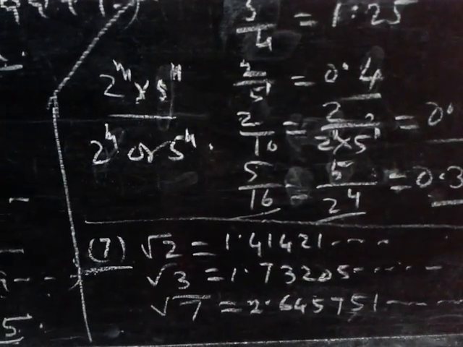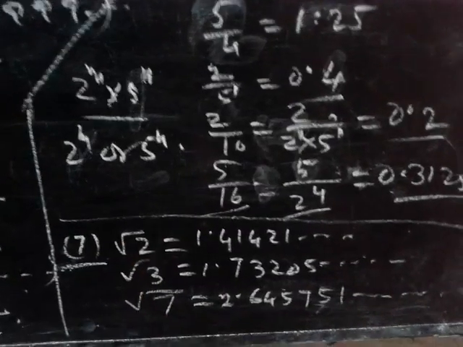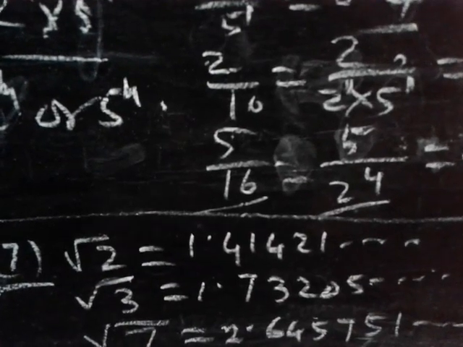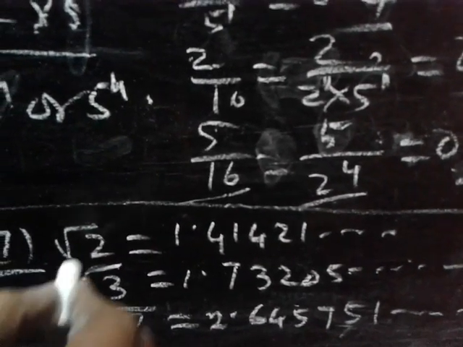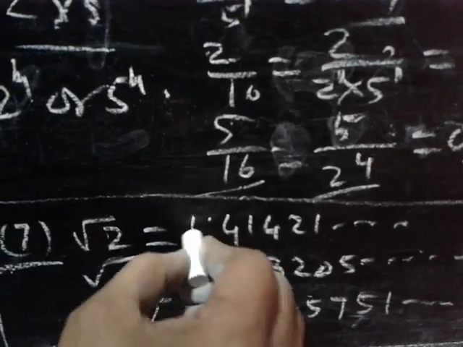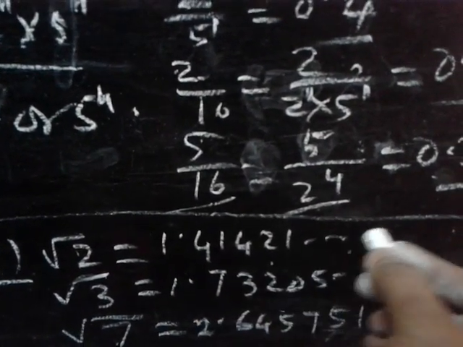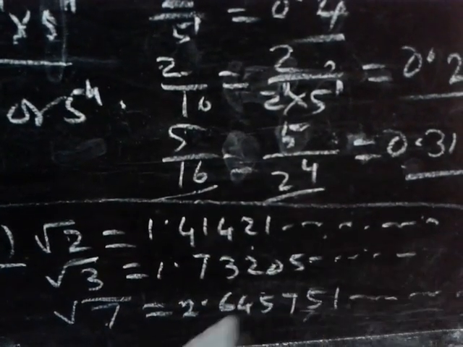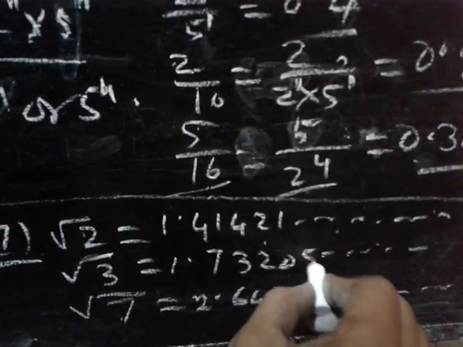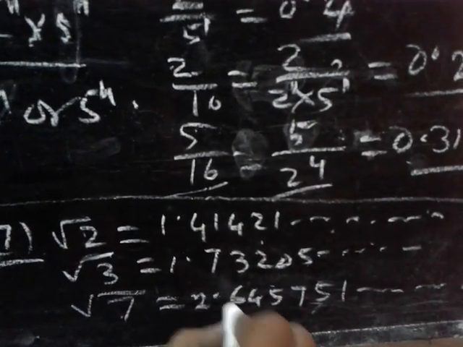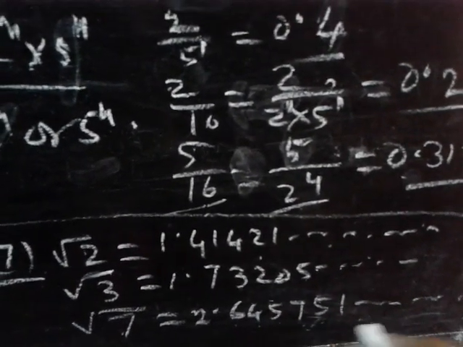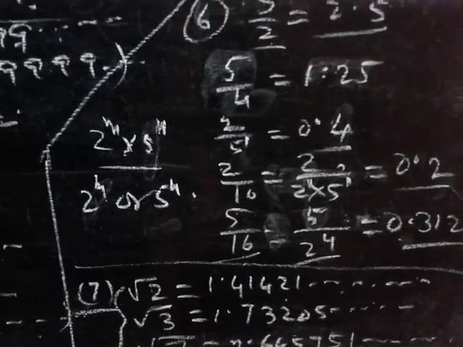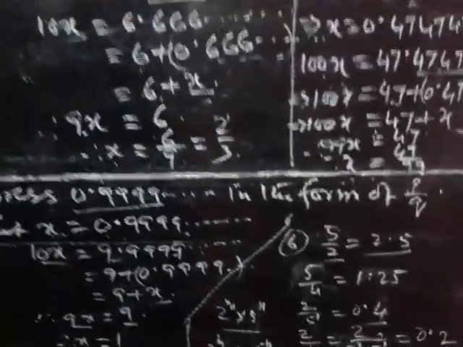Number 7 asks to mention 3 irrational numbers, that is, numbers which are non-repeating and non-terminating. See here, root 2, root 3 and root 7. They are non-repeating and non-terminating. They will just go on and on. Root 2 is 1.41421 like this. Root 3 is 1.73205 like this. Root 7 is 2.645751 and it will just go on. So all these are irrational numbers. In this way you can find all sorts of irrational numbers.